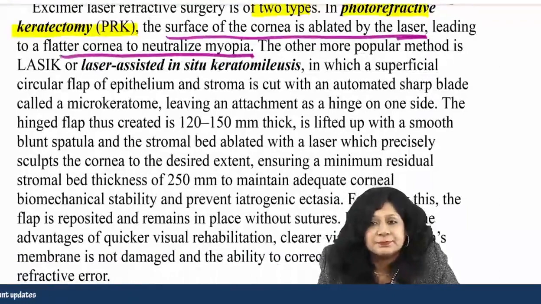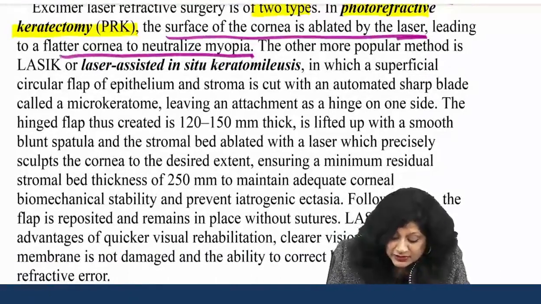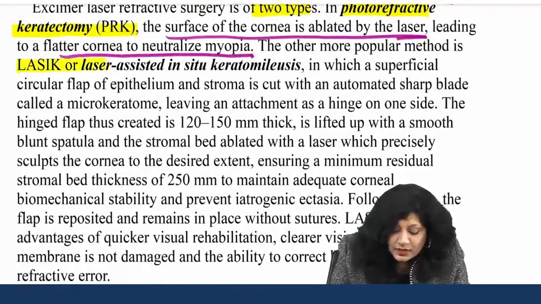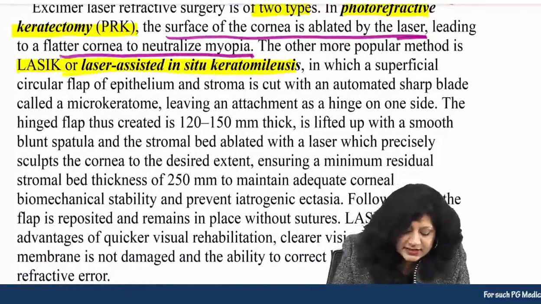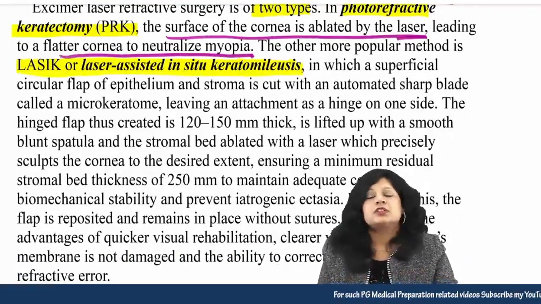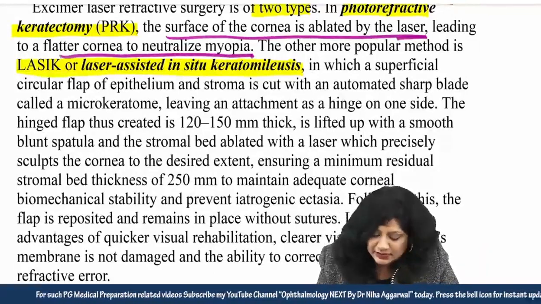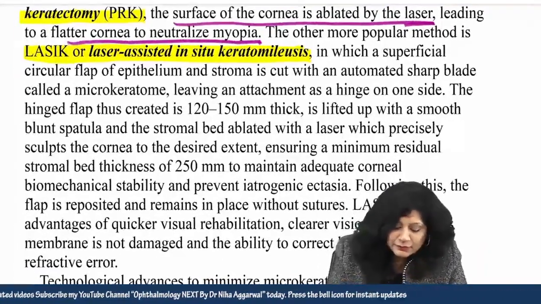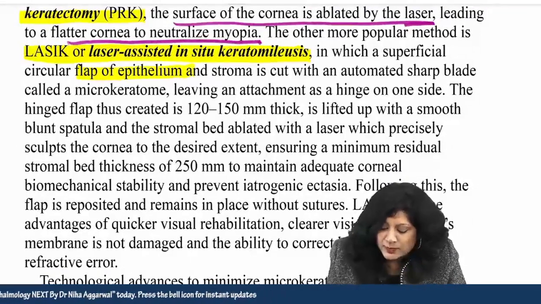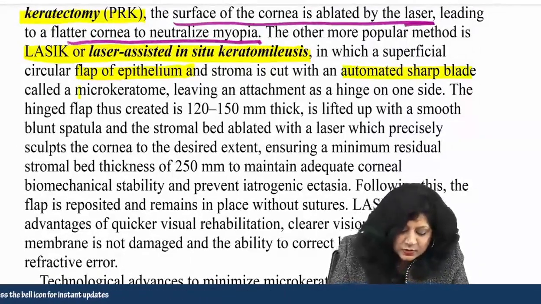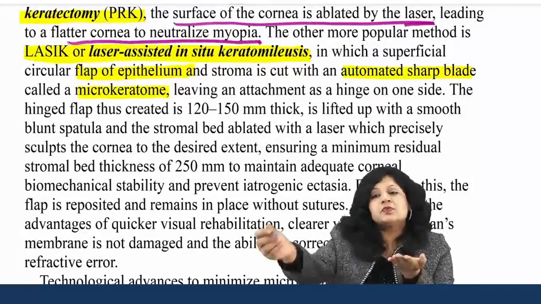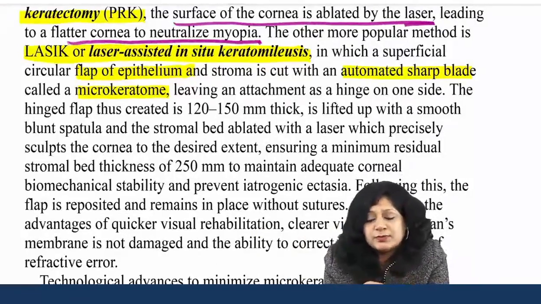Another important thing which is more advanced and more popular is the laser in situ keratomileusis. So this is also keratomileusis, but here we are using the laser. Which laser? Excimer laser, in which a superficial circular flap of epithelium and the stroma is cut with an automated sharp blade called a microkeratome. So with the help of that microkeratome, we are raising that flap.